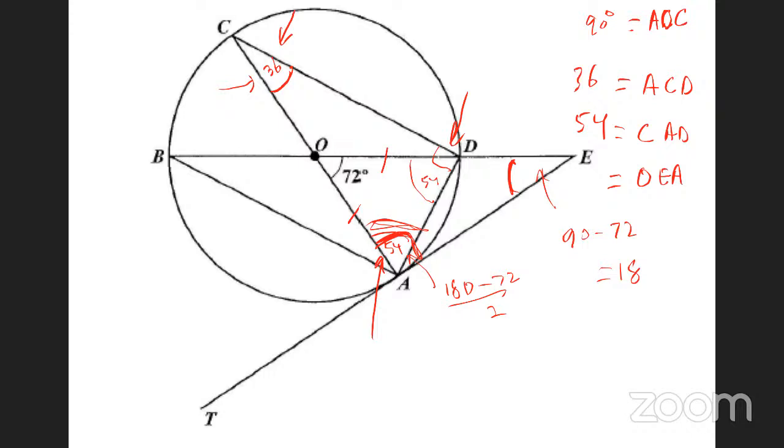Right? Sometimes they do have reasoning, so sometimes you can just do sheer calculations. So in order for you to get OEA, you have to tell them OAE is 90 degrees because a tangent meets a radius, and then show them a calculation. 90 minus 72 will give you the remaining angle. Okay? Write it down.